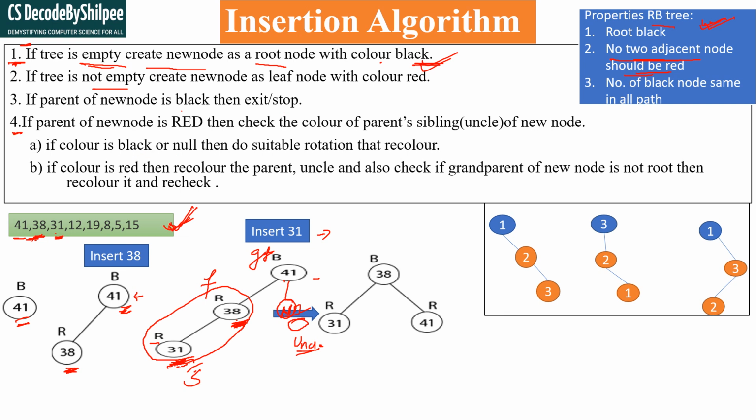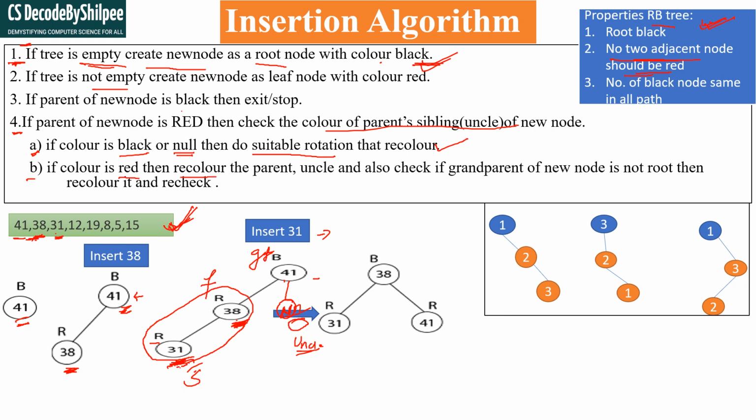So here if you go to the fourth step, it says that if the parent of the new node is red, then check the color of the parent's sibling. Parent's sibling is nothing but the uncle. You have to check the color of the uncle. For the uncle color, there are two cases: either red or black. Or a third case, null, means there is no uncle. So if the color of the uncle is black or no uncle, means null, then you perform rotation. And if your uncle color is red, then you perform recolor.